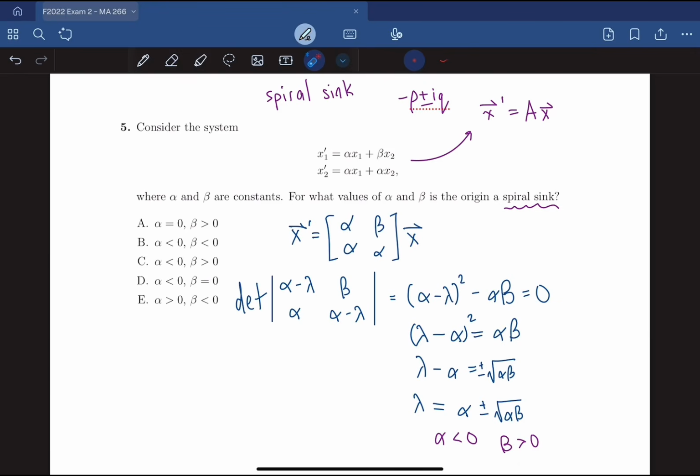Okay, yeah. So I think the answer in this case is C.